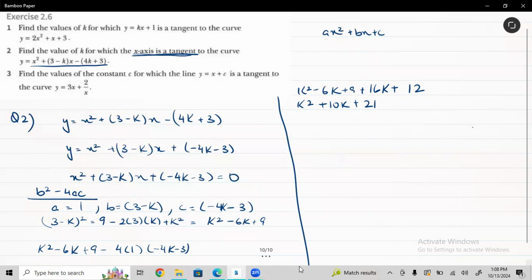What we have not decided yet is what it should be equal to. The x-axis is a tangent, which means only one intersection is happening. When there's one intersection, the discriminant is equal to 0. So we can say this whole equation is equal to 0. Now I'm going to use my calculator to solve this quadratic equation: 1, positive 10 and positive 21. We get two values for k: k is equal to negative 3 or k is equal to negative 7. And that's it for question number 2.